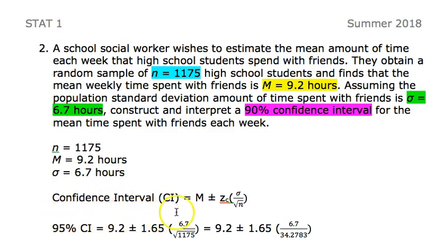The confidence interval, we've already talked about it, right? CI is equal to sample mean plus or minus a margin of error, which is Z critical times the standard error, which is sigma divided by the square root of N. All right, so let's plug in the numbers. Whoops, this is supposed to be a 90%. There we go. 90% confidence interval is equal to 9.2 plus or minus 1.65. And 1.65 is the Z critical value for a confidence level of 90%.